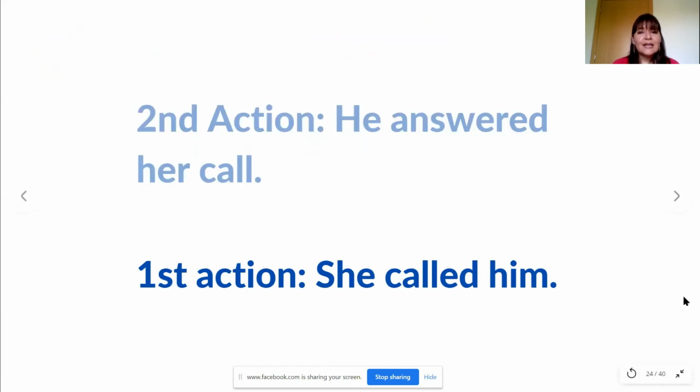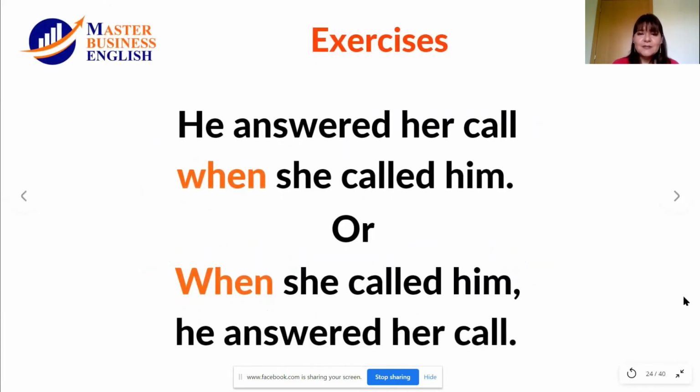So, let's see. In a when clause, he answered her call when he called him. Or, my mistake, when she called him. He answered her call when she called him. When she called him, he answered her call. Remember, again, one more time, comma, when the when clause goes at the beginning.